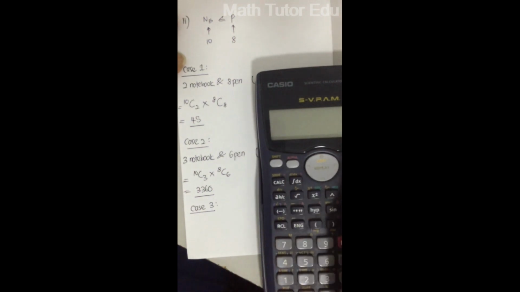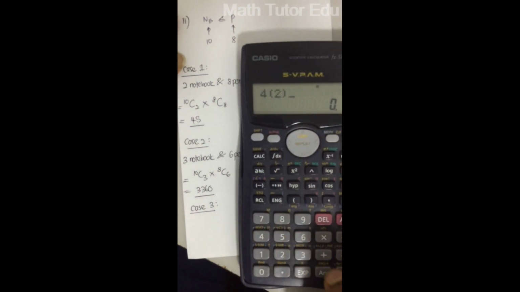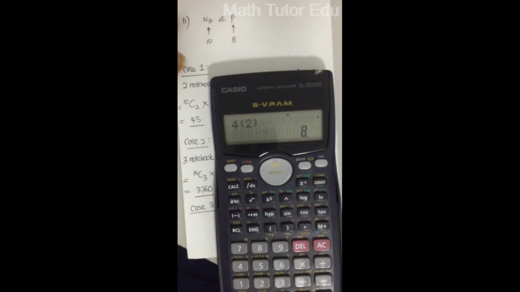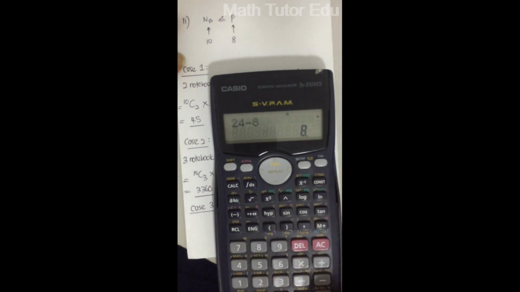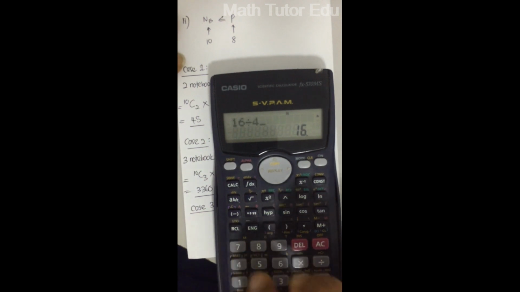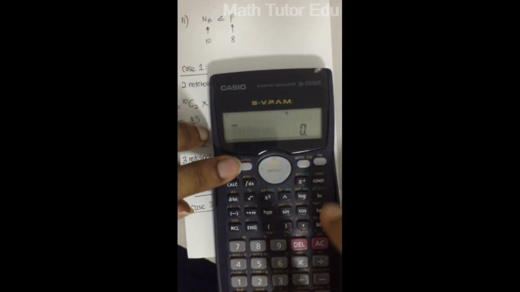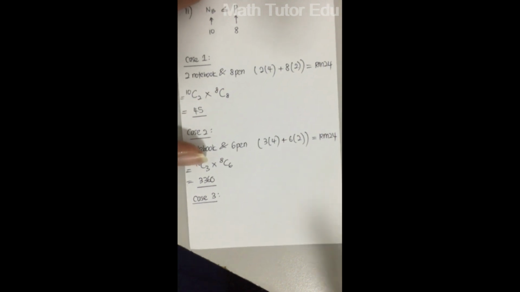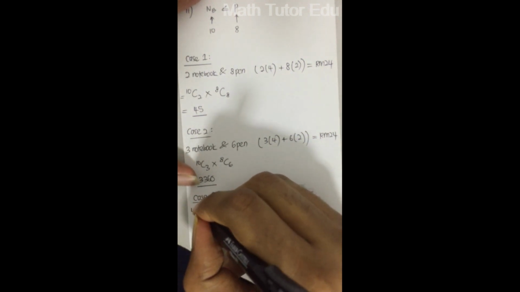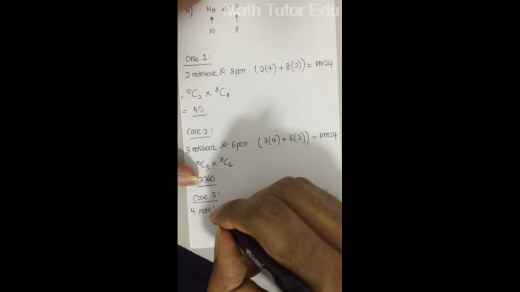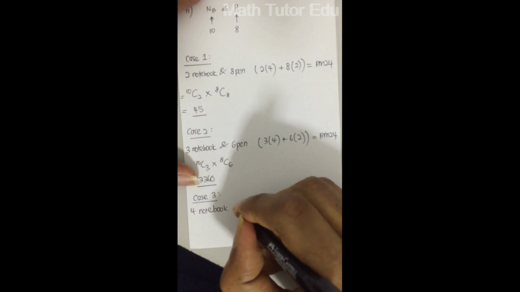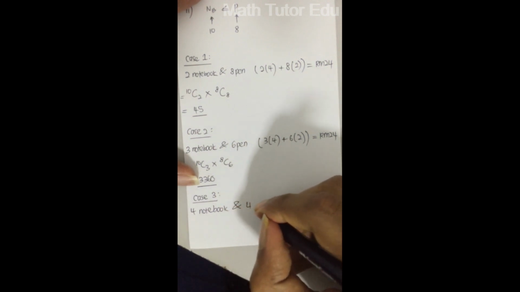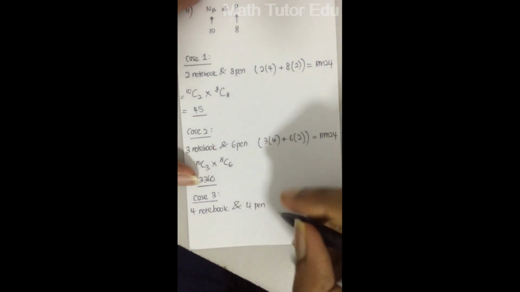So from here, 4 times 2, you get 8. So 24 minus 8, you get 16. From here, 16 divided by 4, you get 4. So in this case, you will be having 4 notebooks and 4 pens for the third case. So your case 3 will be 4 notebooks and 4 pens.